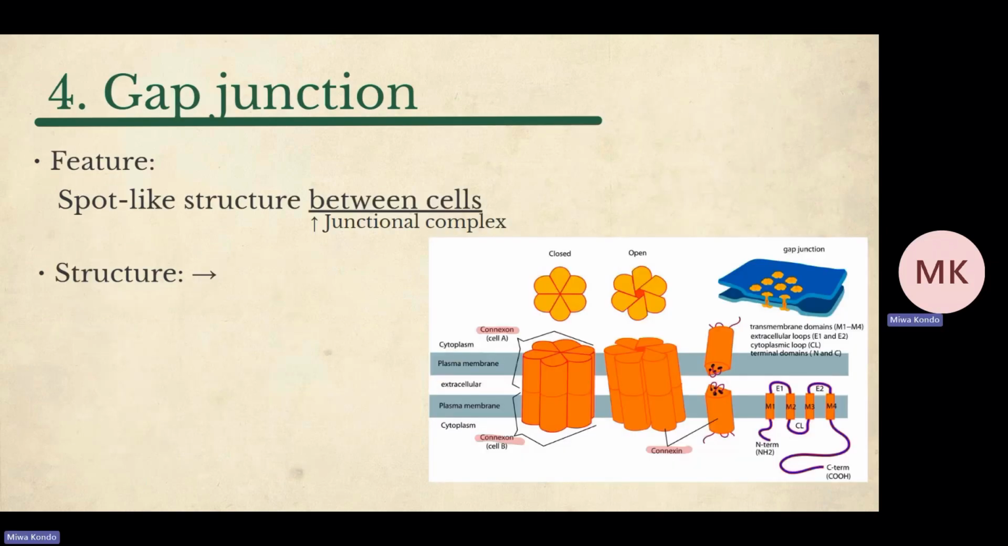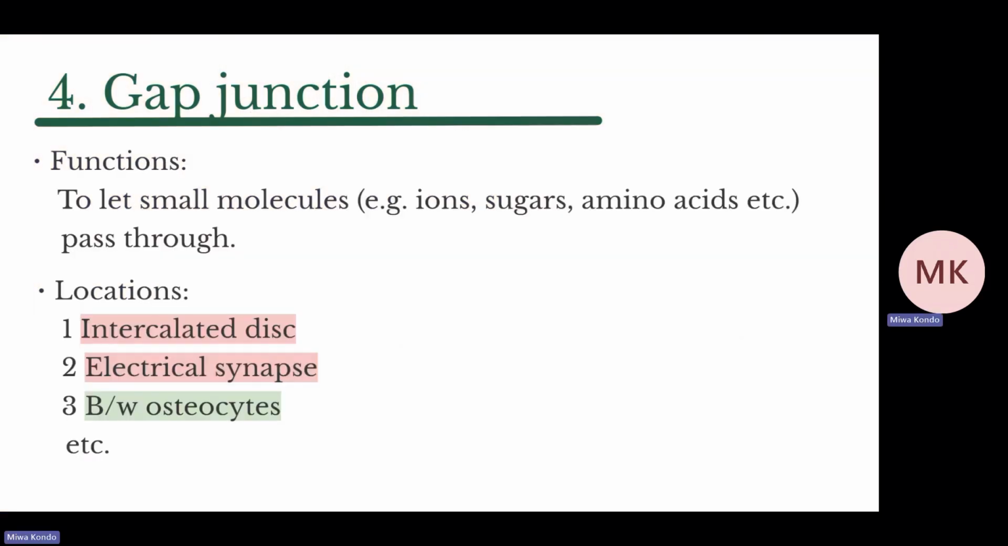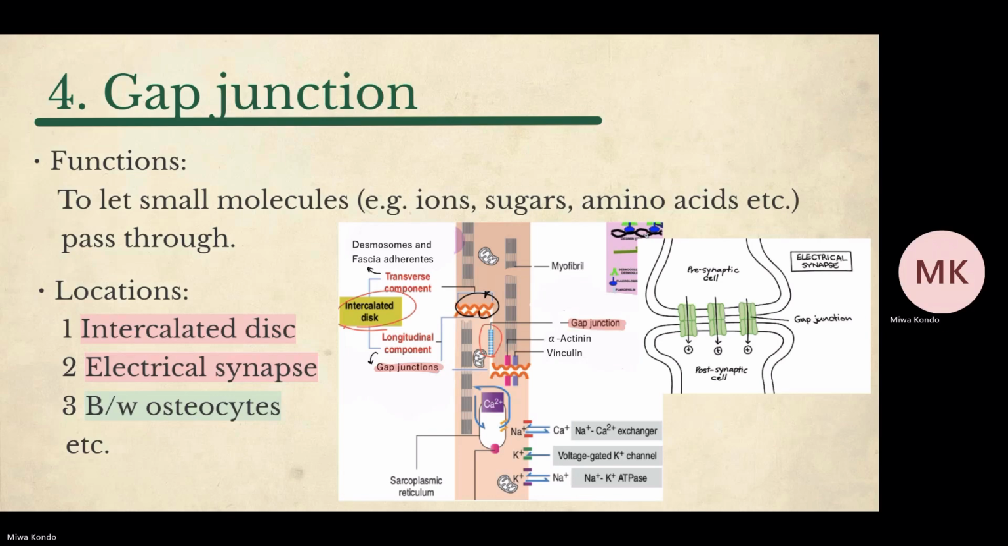Next, gap junction. Gap junctions act like tunnels between cells, allowing for the direct passage of small molecules. They are made up of connexins, and when 6 connexin molecules aggregate, they form a connexon. The primary function of gap junctions is to allow the transfer of small molecules like ions, sugars, and amino acids between cells.